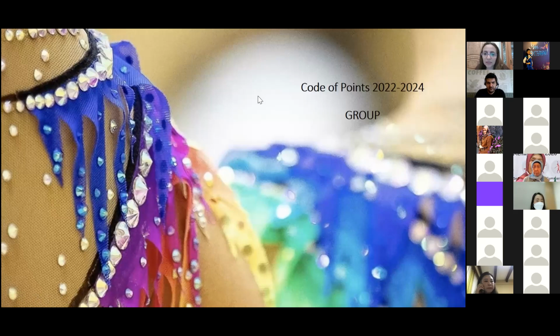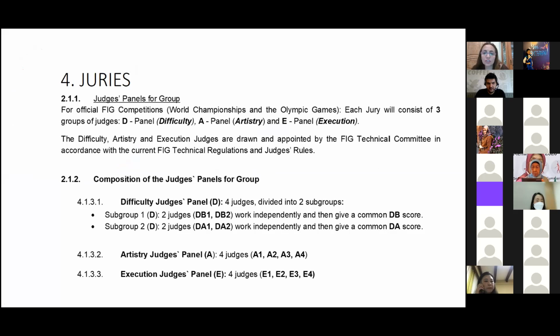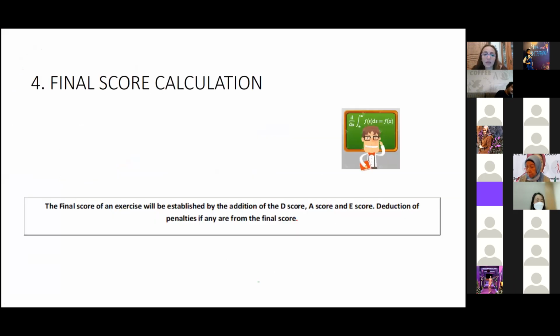Okay, for group exercise, the generalities that we have applied for individuals apply for groups. The same principles of the judging panels apply. We have no change in the principle of the judging panels. They are the same structure, the same DB, the same DA number of judges, same artistry judges, and same execution number of judges. And the final score, as for an individual, is the D score, A score, and E score, and the deduction of the penalties, if any, is from the final score.